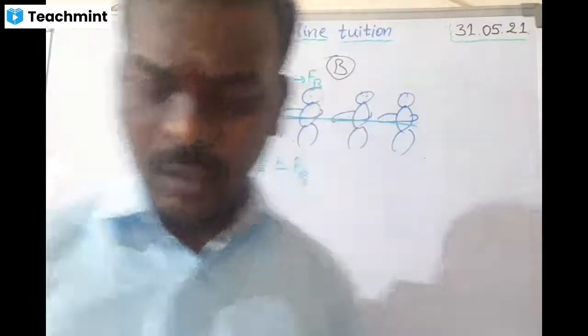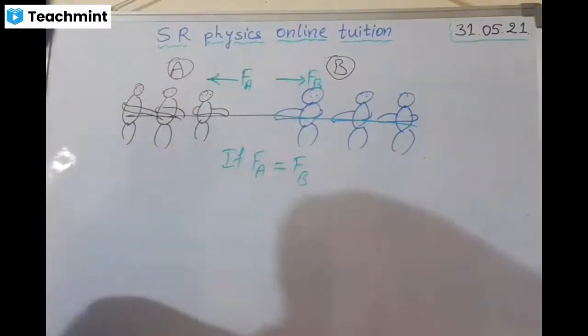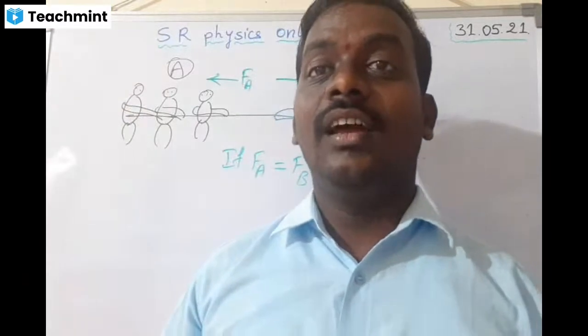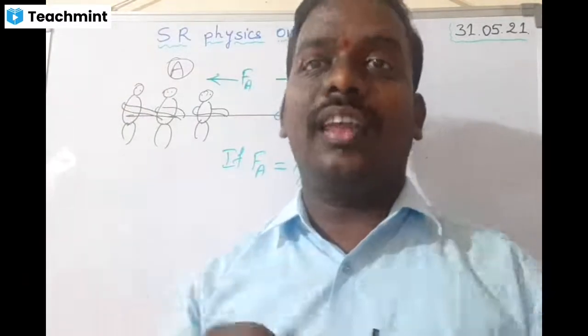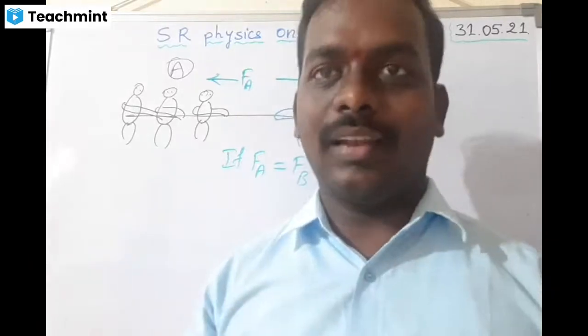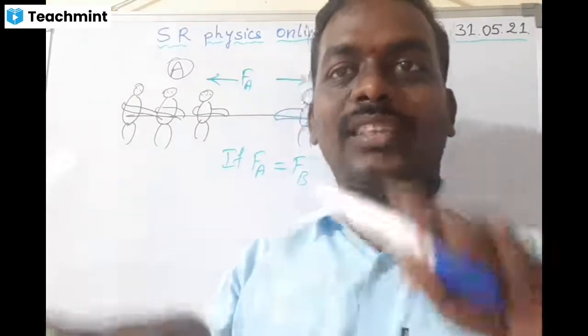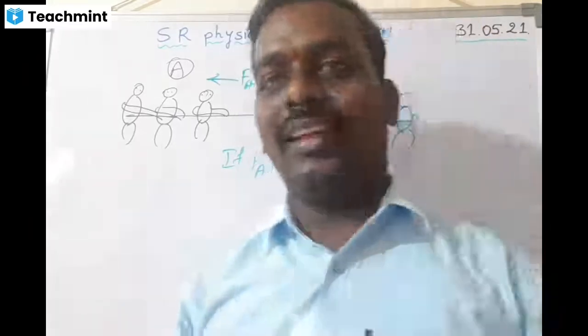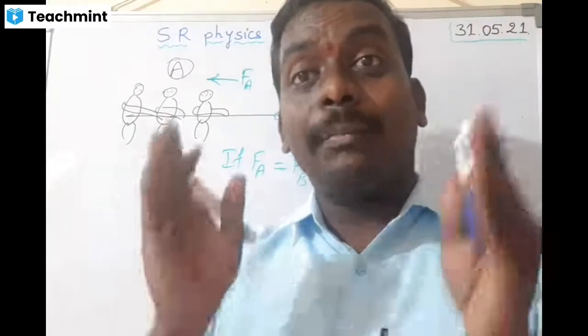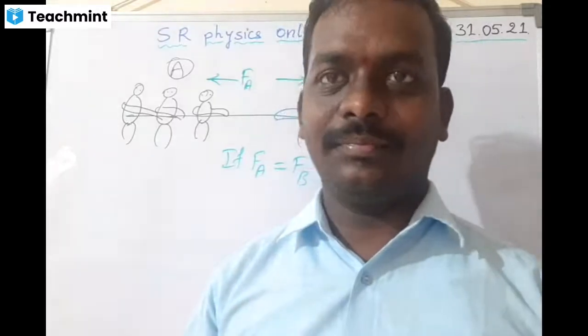Now, while you are playing in the park, we can say seesaw, yes. On that seesaw, if two persons are sitting on either side, if both persons' weights are equal, then only the seesaw will remain in a straight line. Otherwise, it will move up or down like this. So there, we have to make the balancing very clearly.